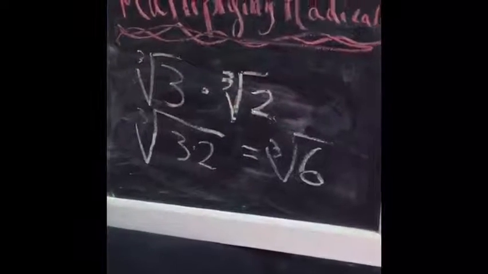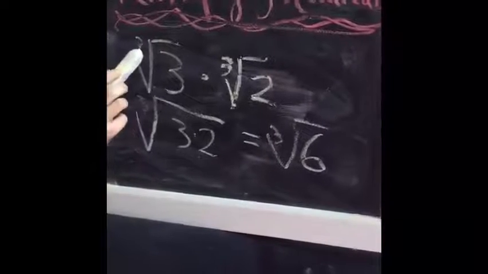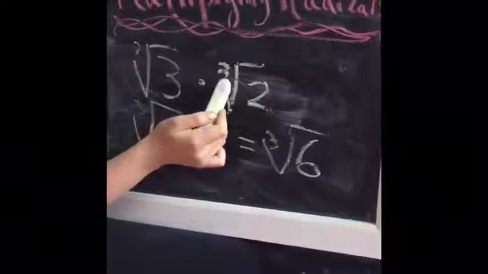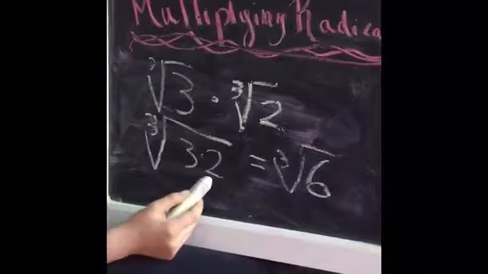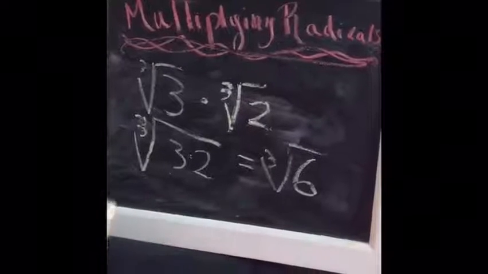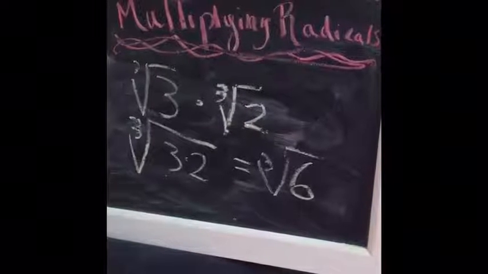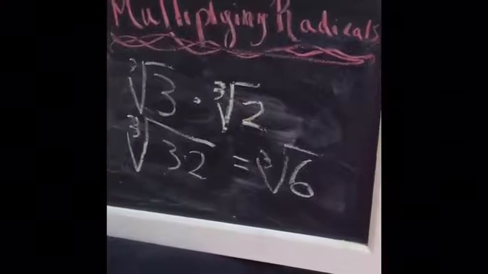Okay, so let's say you had rad 3 with 3 in the index times rad 2 with 3 in the index. That would just be, this is a 3 in the index, 3 times 2, and that would just be rad 6 with 3 in the index. So in this case, there was no coefficients, but if there were, all you would need to do is multiply them. But let's say you did have coefficients.